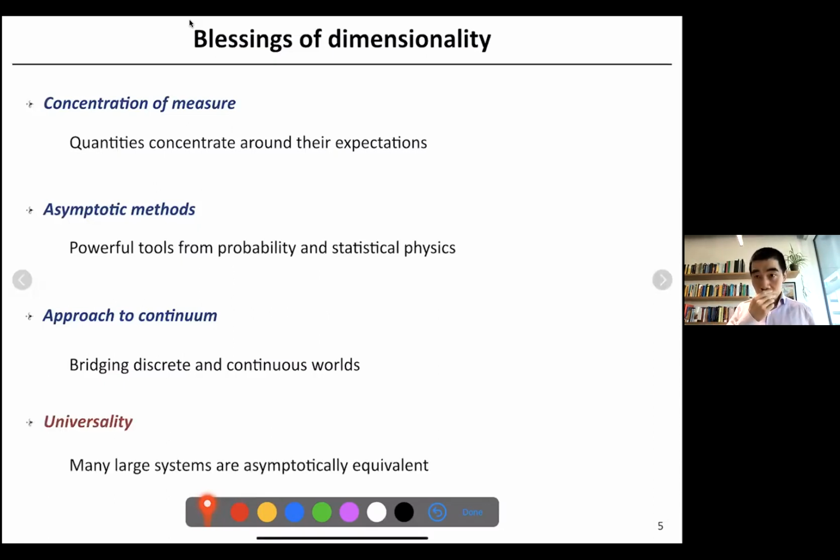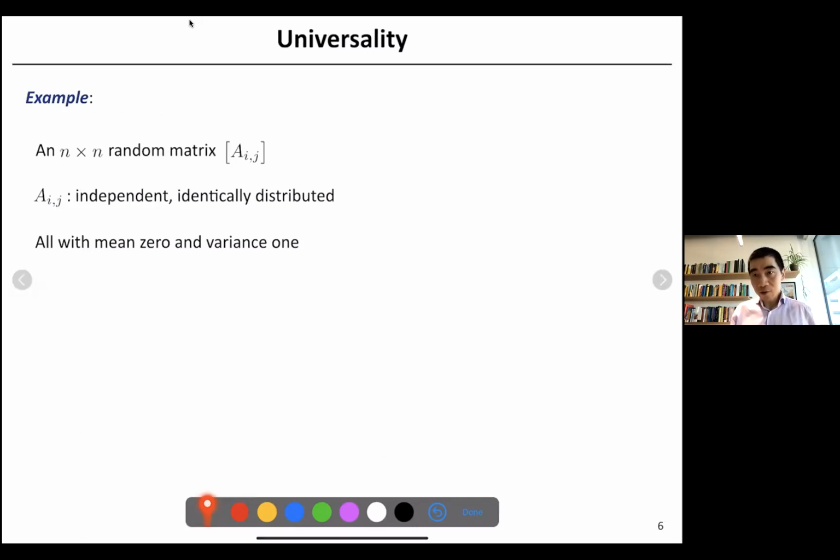But in this talk, I'm going to focus on the last item on the list, so-called universality, which essentially says that many large random systems tend to be asymptotically equivalent, although they can be very different in their detailed constructions. And again, because this is a very diverse background, I'm going to use a very simple example to illustrate the point of universality. The example is the following.